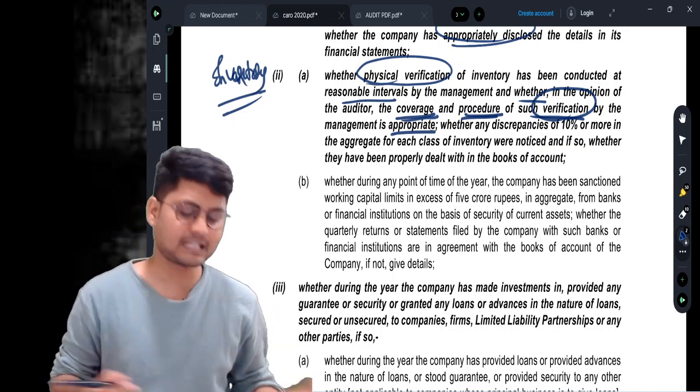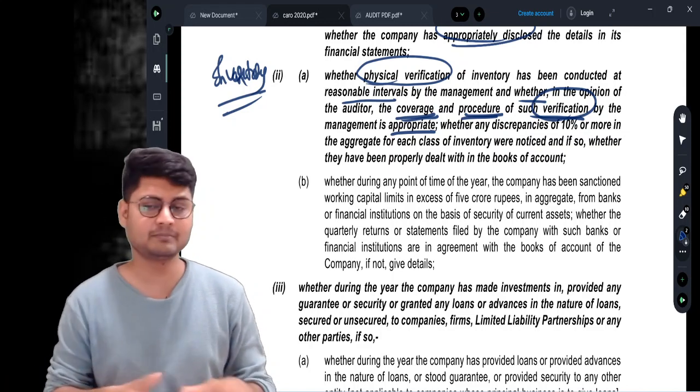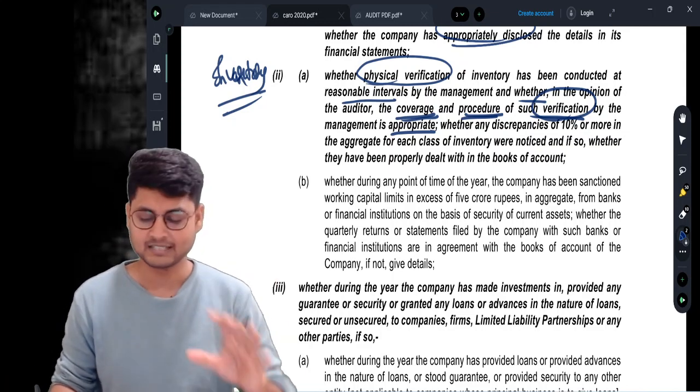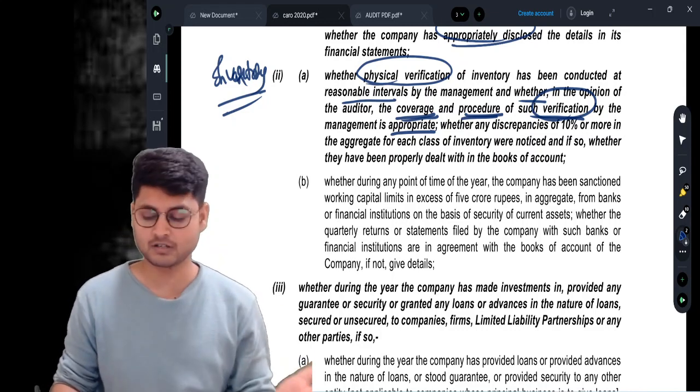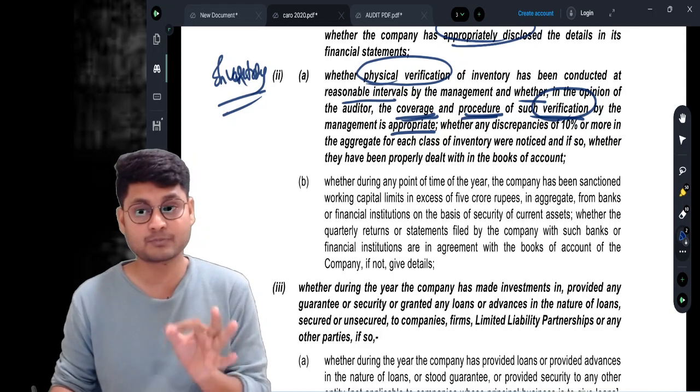There are 100 types of materials in the inventory, and management has verified only 1 or 2. It is not appropriate, right? Then whether the coverage is appropriate or not, whether the procedure they follow is appropriate or not, that is what the auditor needs to report in this clause.